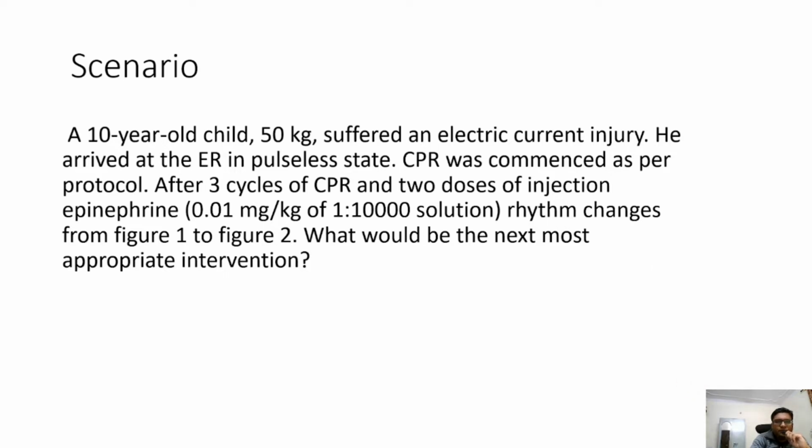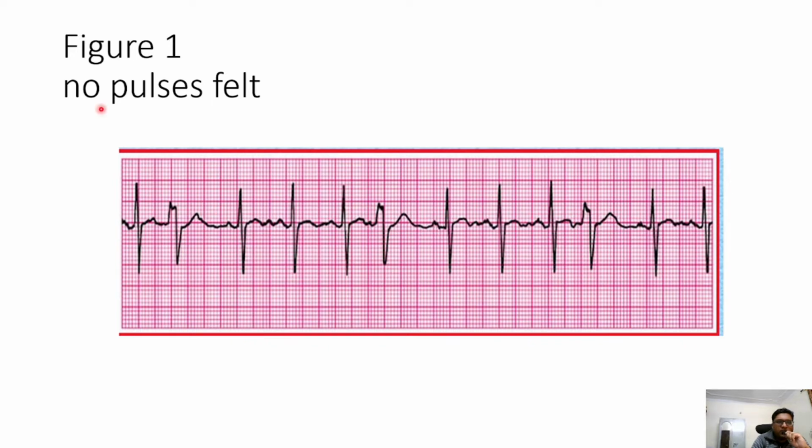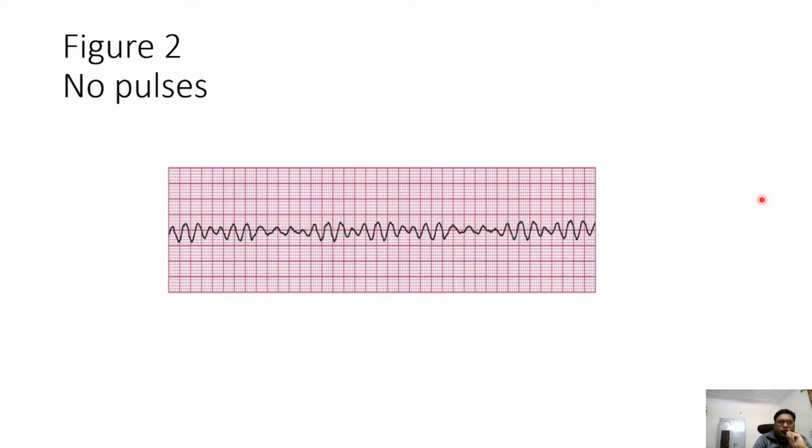So let's look at it. In the first figure, no pulses are felt and we have some electrical activity on the monitor. Next, it changes to this rhythm. Here we don't have any pulses and you have some chaotic, very fine waves present on the monitor.